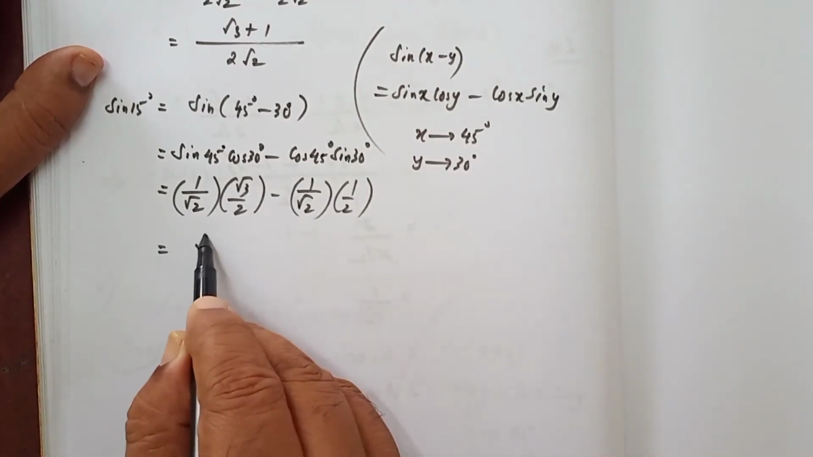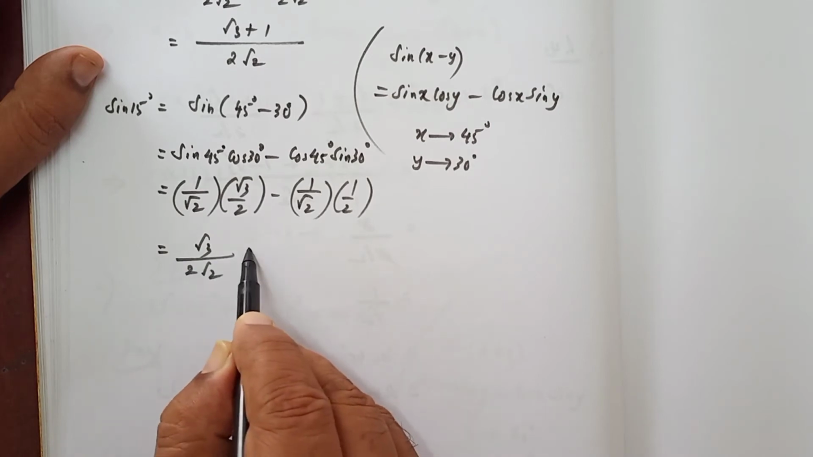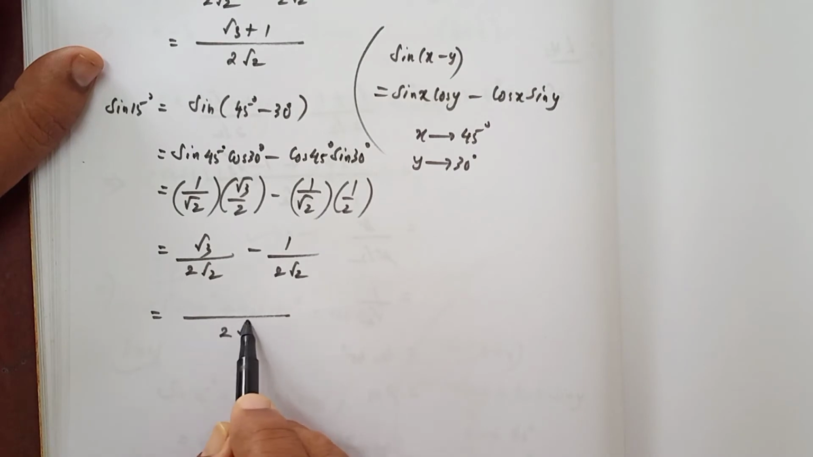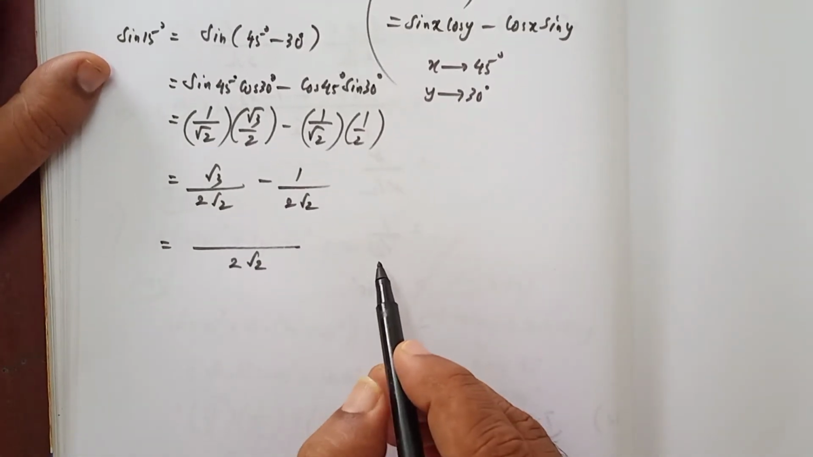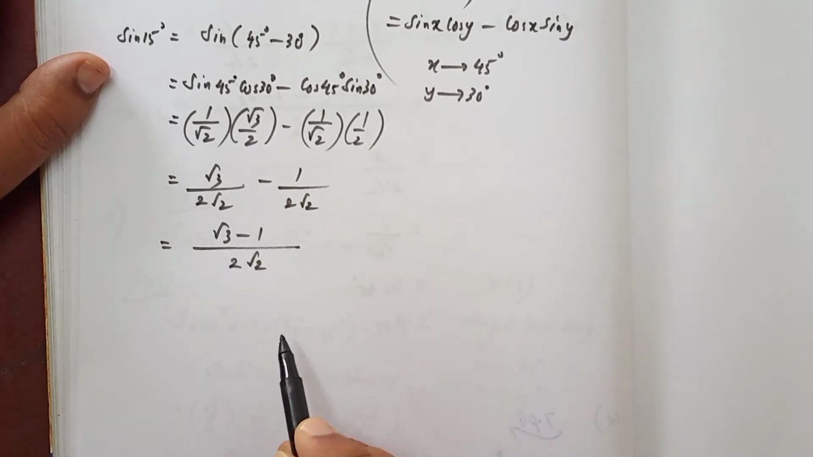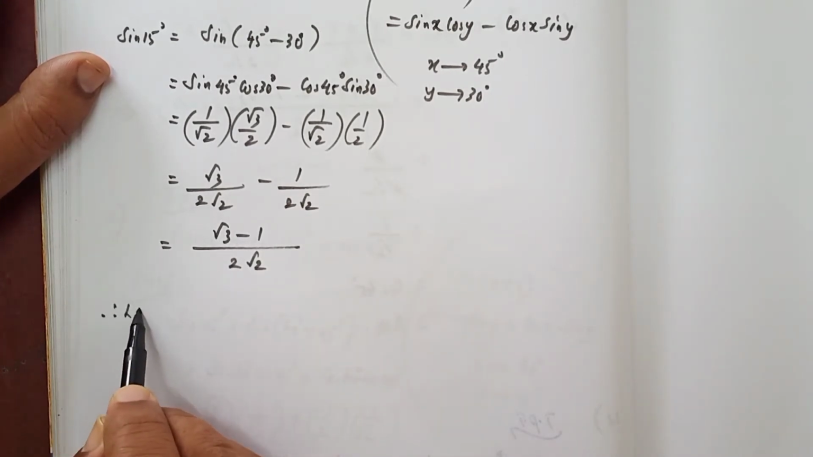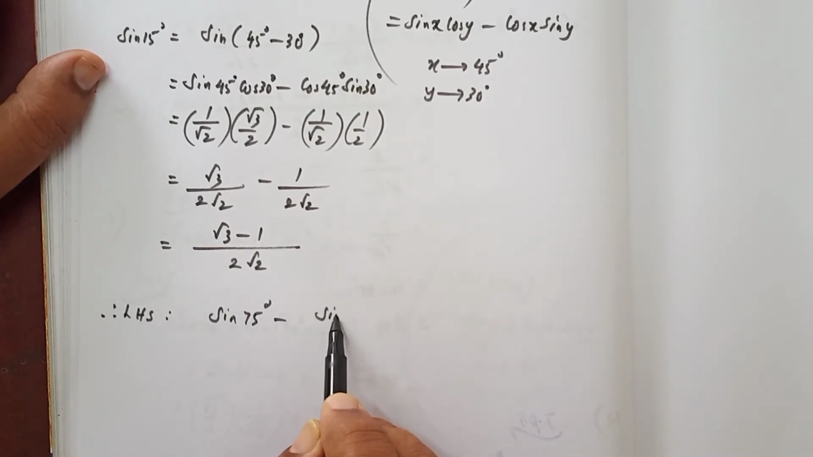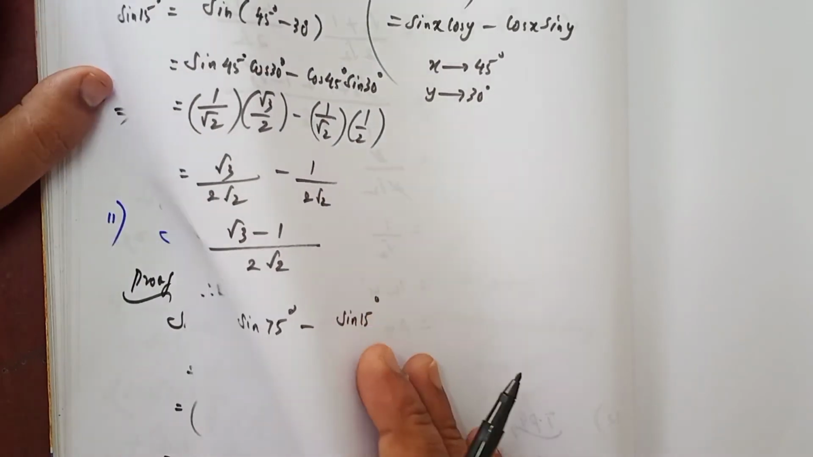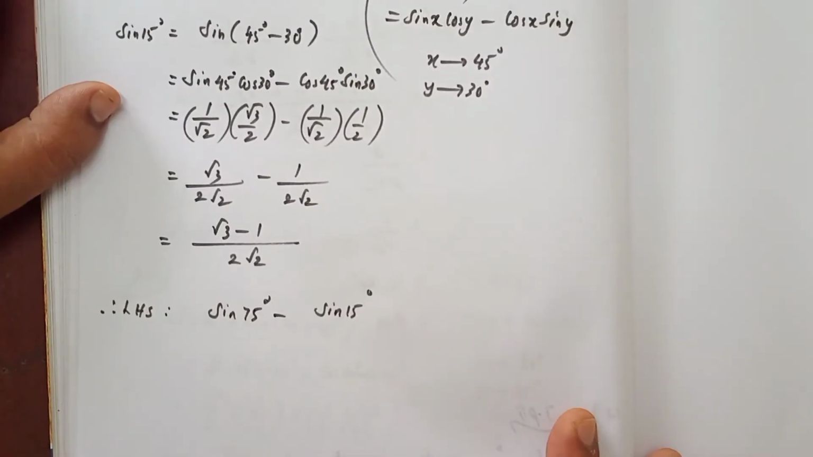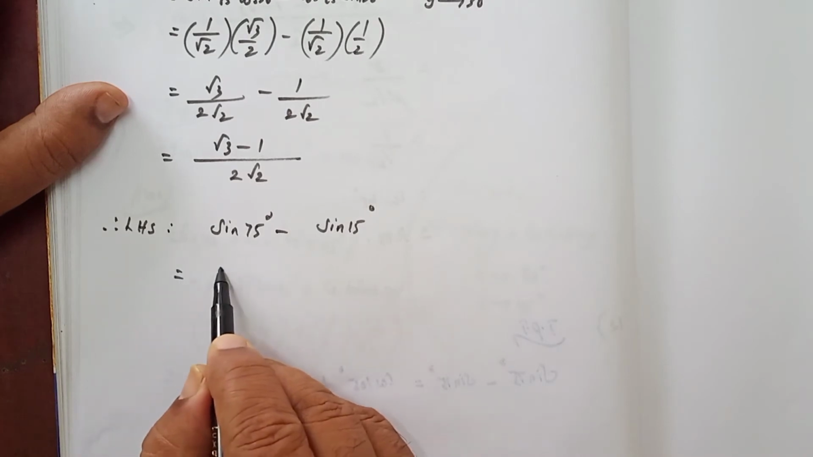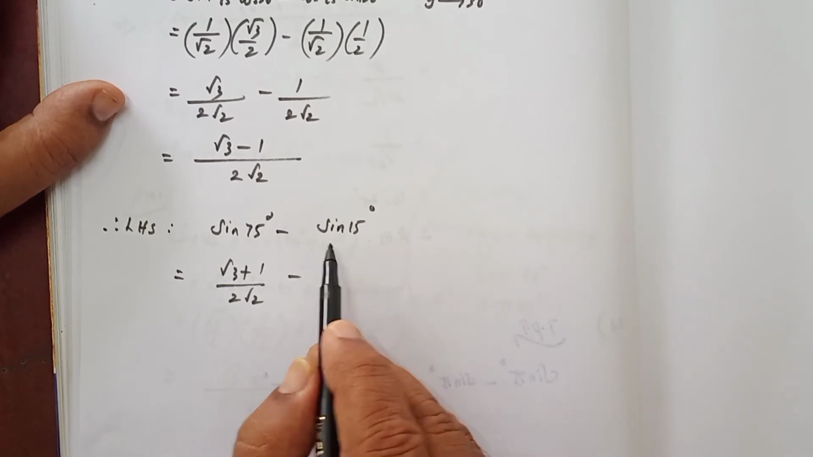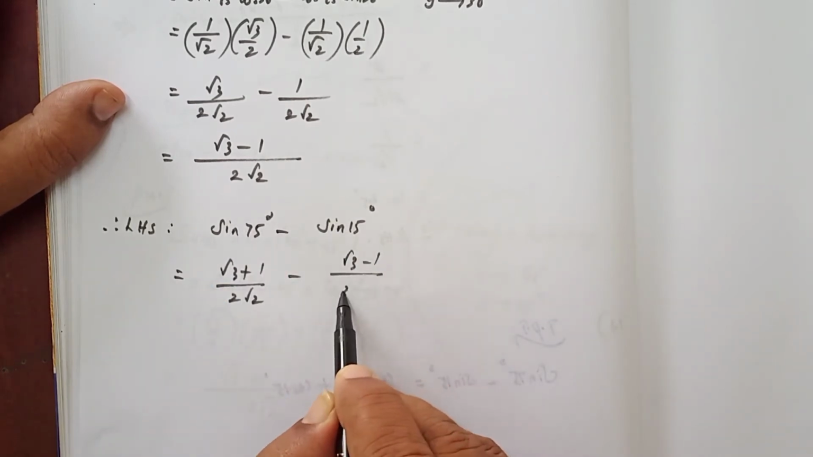Equals 1 into root 3, root 3 divided by 2 into root 2, 2 root 2, minus 1 into 1 divided by 2 into root 2, 2 root 2. Common denominator 2 root 2. So you can write the numerator as it is, root 3 minus 1. Therefore, what is in LHS? LHS: sin 75 degrees minus sin 15 degrees. Equals sin 75 degrees, that is root 3 plus 1 divided by 2 root 2, minus sin 15 degrees, that is root 3 minus 1 divided by 2 root 2.